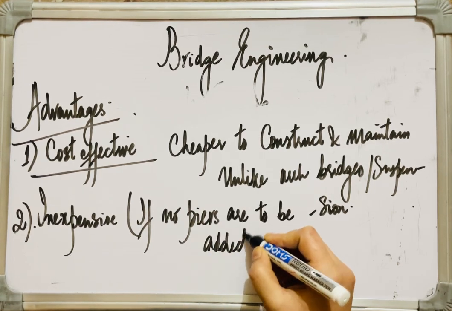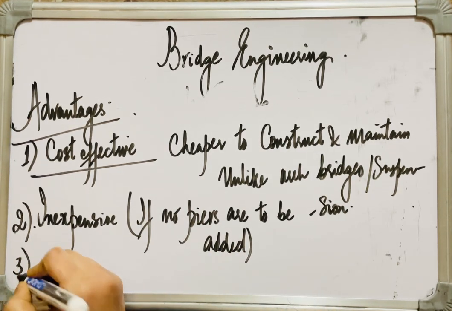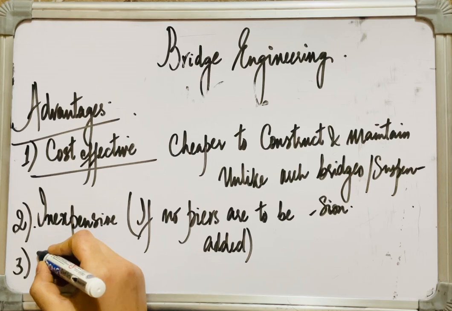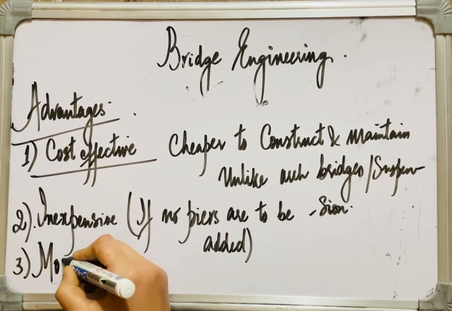The advantage number three is that modules can be prefabricated away from the bridge location. The site where we are going to construct the bridge, this beam bridge or the girder bridge, we can prefabricate the modules away from the bridge site or the location, and then we can install them there. All right, so this is the advantage number three.